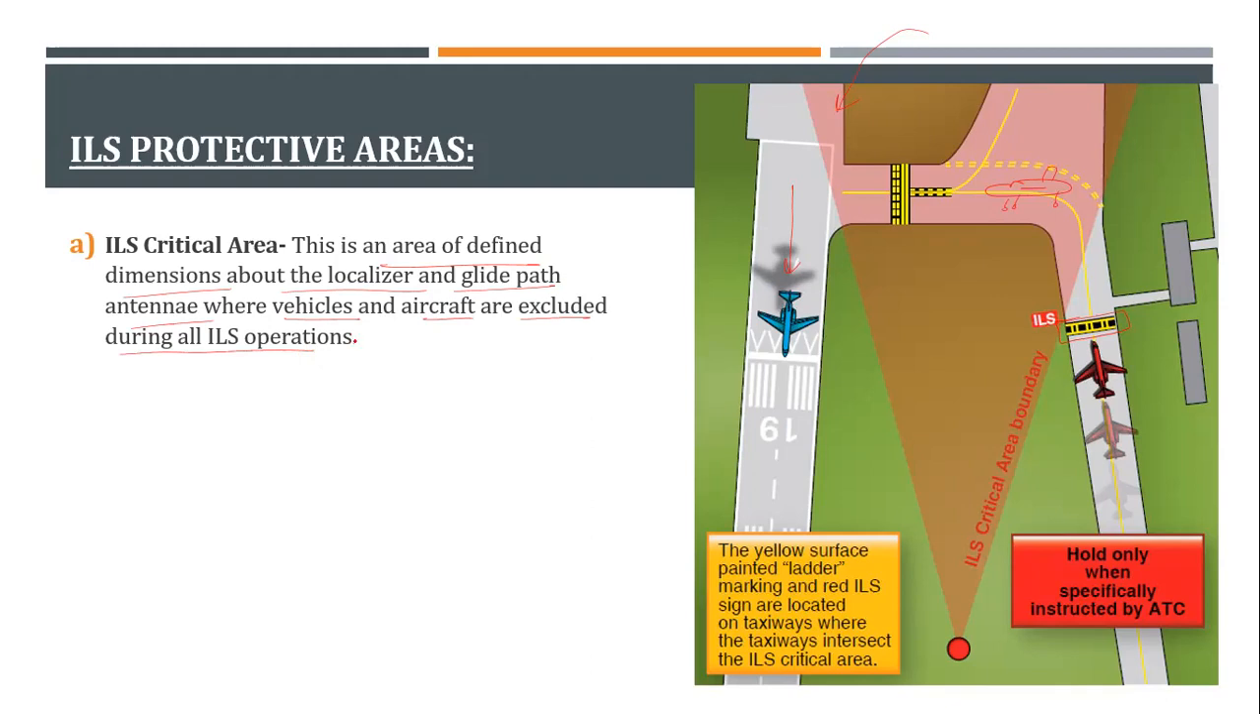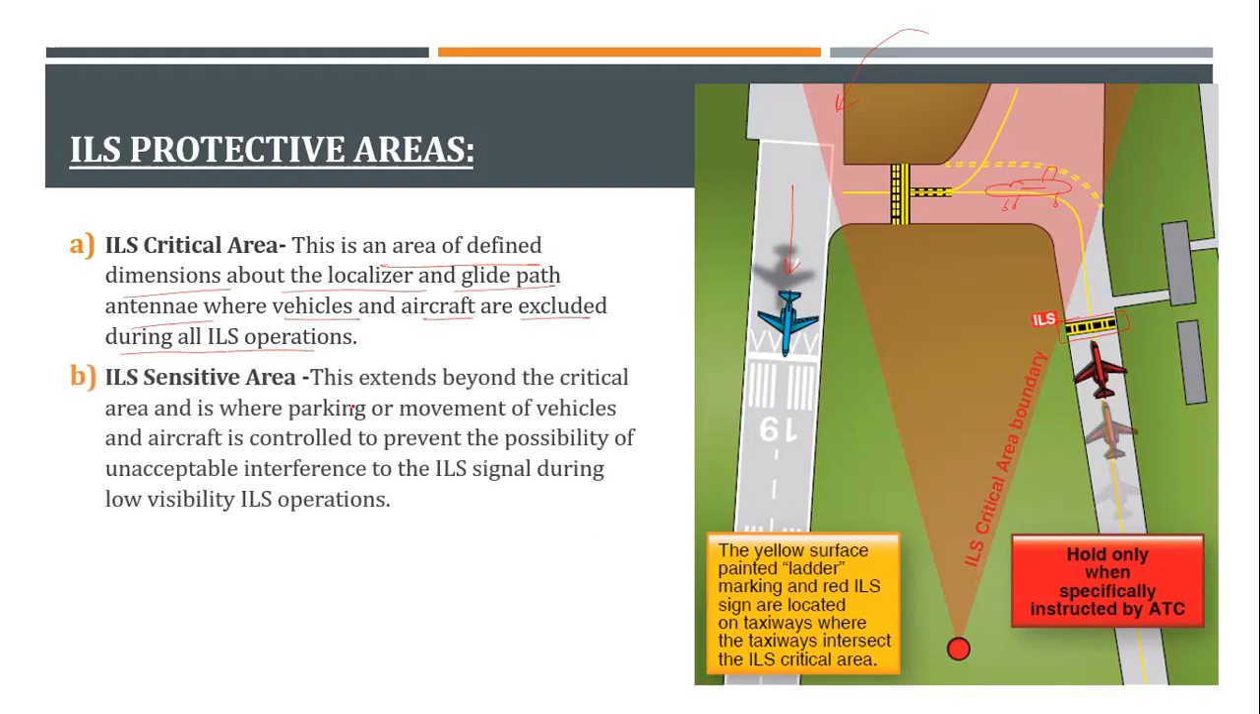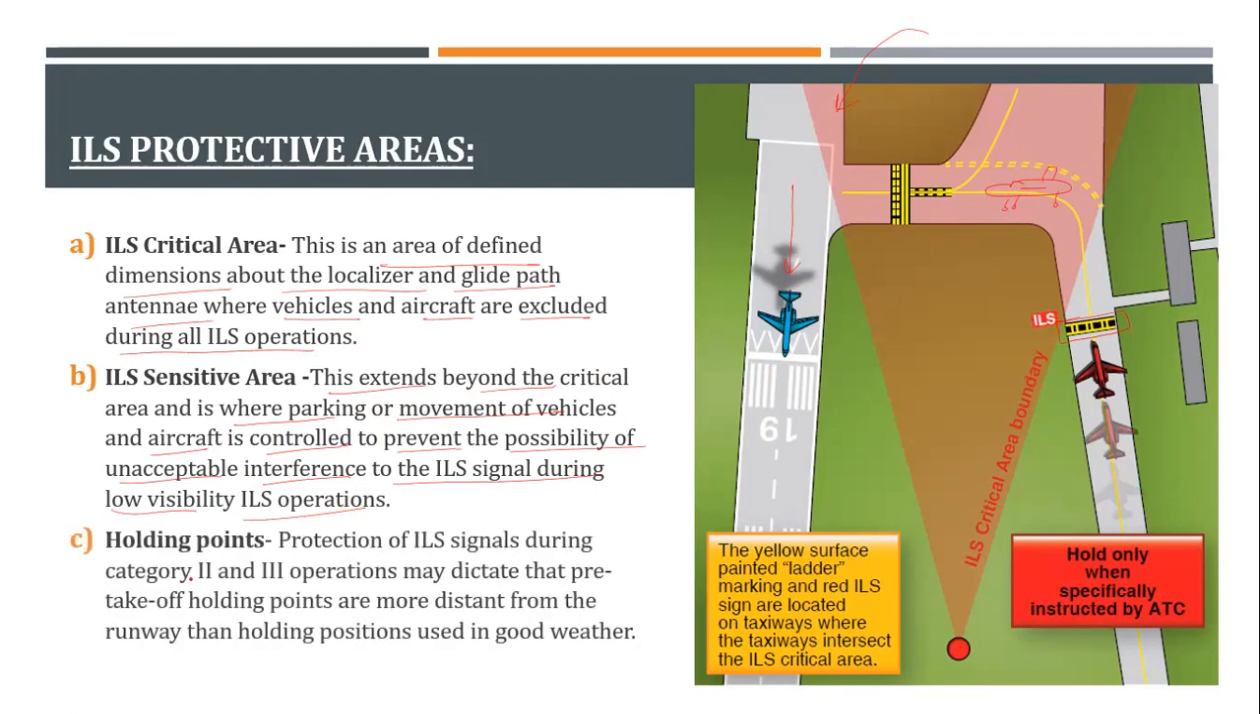Then there is something called the sensitive area. The sensitive area is a little sensitive, but it is not critical. This area can have vehicles parked, but they cannot have any movement. Beyond the critical area is where the parking or movement of vehicles and aircraft is controlled to prevent the possibility of unacceptable interference to the ILS during low visibility ILS operations. Then we have the holding points.